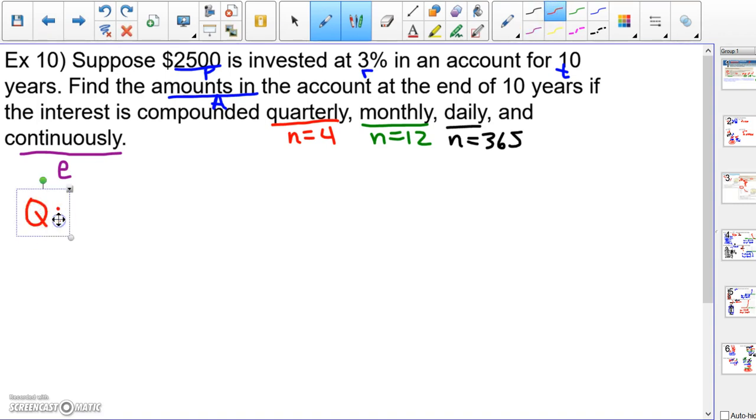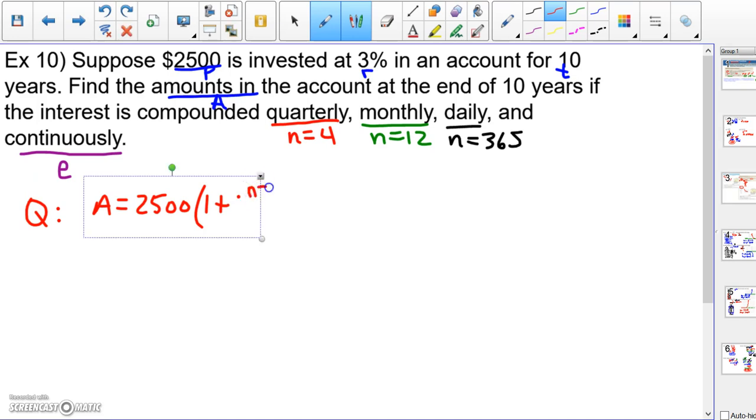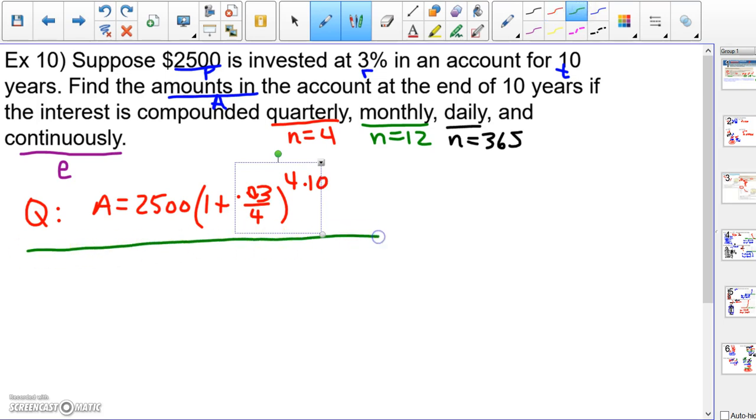Quarterly. You're finding A, so it's going to be A equals 2,500 times 1 plus the interest rate, which was 3%. Quarterly means 4 times, and so that's going to be 4 times 10 years. And so let's hold off. We'll look at the formula for monthly next.